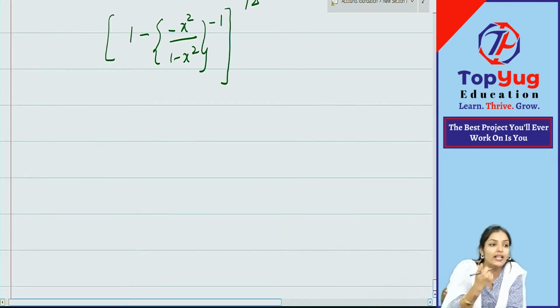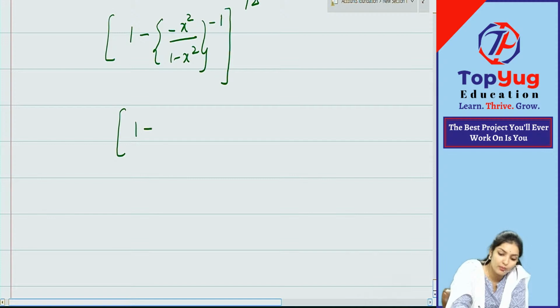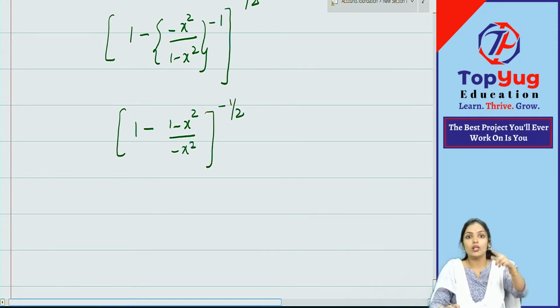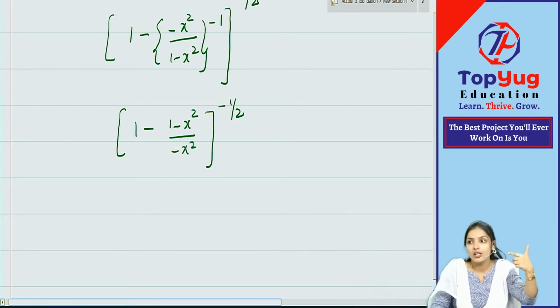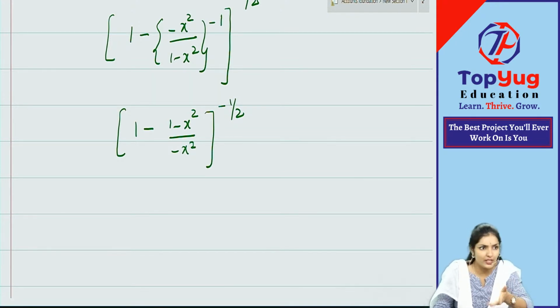Okay. Now again I have to reciprocate it. Do I have to? Yes. So how will I do? 1 minus x square divided by minus x square, the power minus 1 by 2. Now to the power minus 1 is gone. Why is it gone? Reciprocated. So I need not do it.